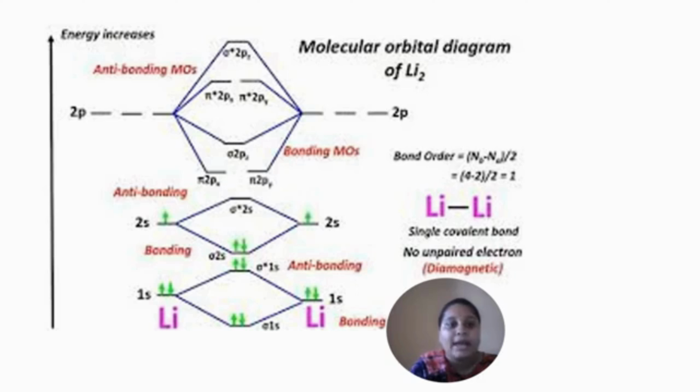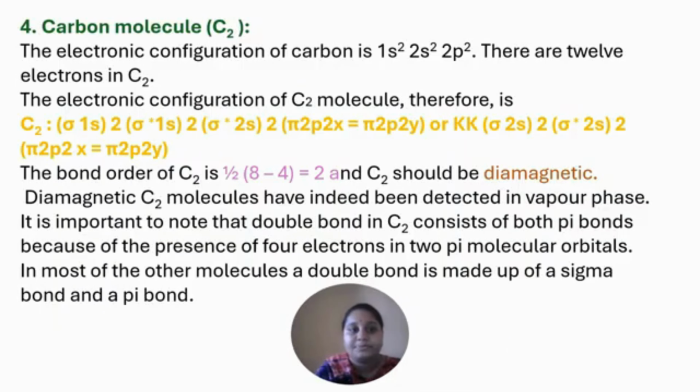So Li 1s, 1s, 2s, 2s, that is bonding, anti-bonding. Here it is sigma 2s, sigma star 2s, pi 2px, pi 2py, sigma 2pz, sigma star 2px, sigma star 2py and sigma star 2pz. So this is 1s, 2s, 2p. So one lithium is arranged, and another lithium, the electrons are arranged.